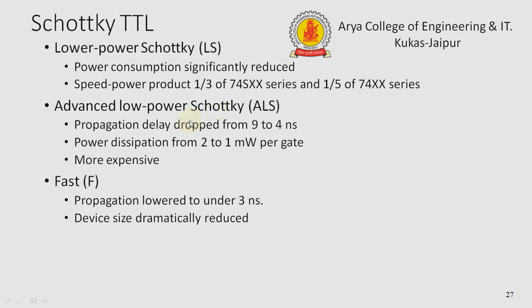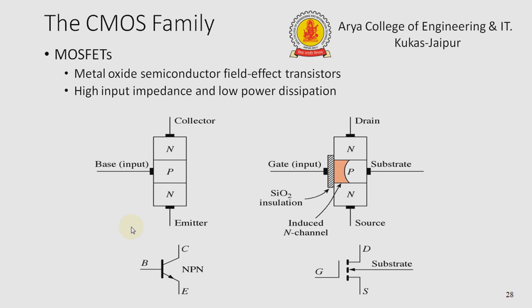In the advanced low power Schottky series, the propagation delay dropped from 9 to 4 ns and power dissipation from 2 to 1 milliwatt per gate, but it is expensive. And in fast TTL, the propagation delay is lower, under 3 ns, and device size is dramatically reduced. After that, Schottky TTL and TTL are both bipolar devices.